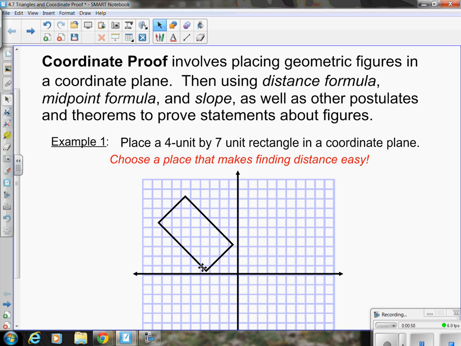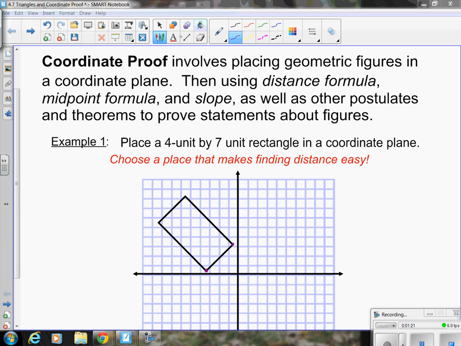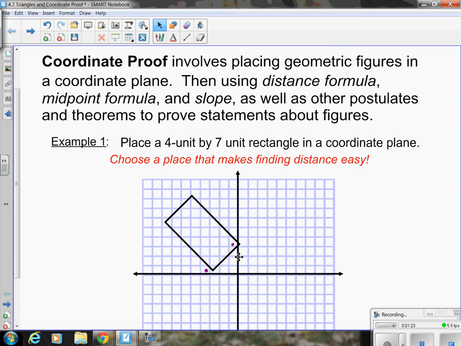If I just throw it on here, is this a good place for a rectangle? Well, when we are going to be using something in the coordinate plane, I'm going to be asking, what's this coordinate? If I want to find the distance of this segment, I'm going to be using the distance formula, and this coordinate is not very useful. So I'm going to put it somewhere where it is useful.